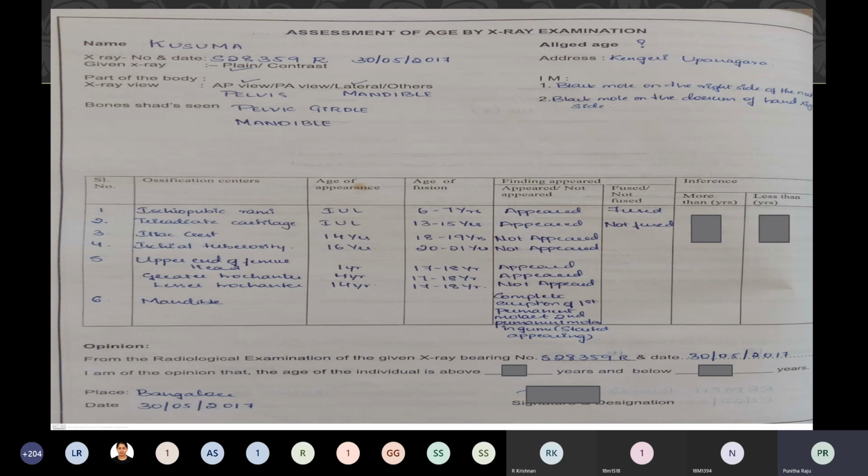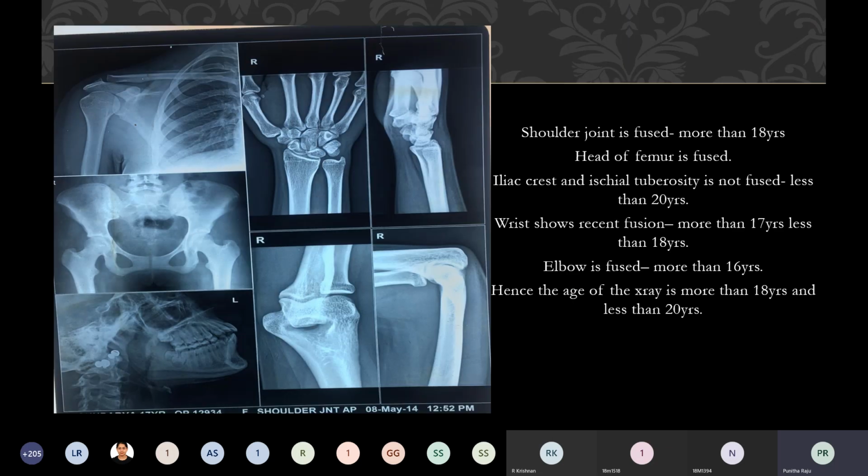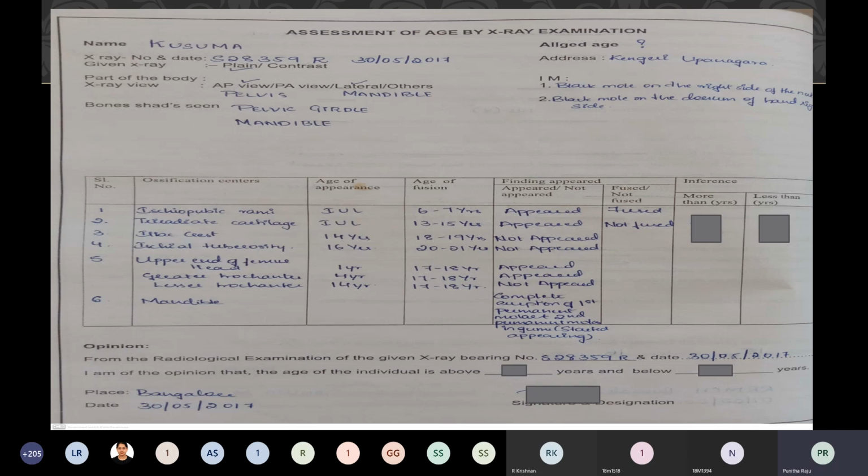And what is the X-ray number? The X-ray number is the number given at the bottom of the X-ray, and even the date will be mentioned there, and whether it is a plain or a contrast X-ray. Whatever we have is all plain X-ray. You don't have any contrast X-ray, so you should take it as a plain X-ray. And whether you're examining an AP view, a PA view or a lateral view has to be mentioned. The next one is bone shadows seen.